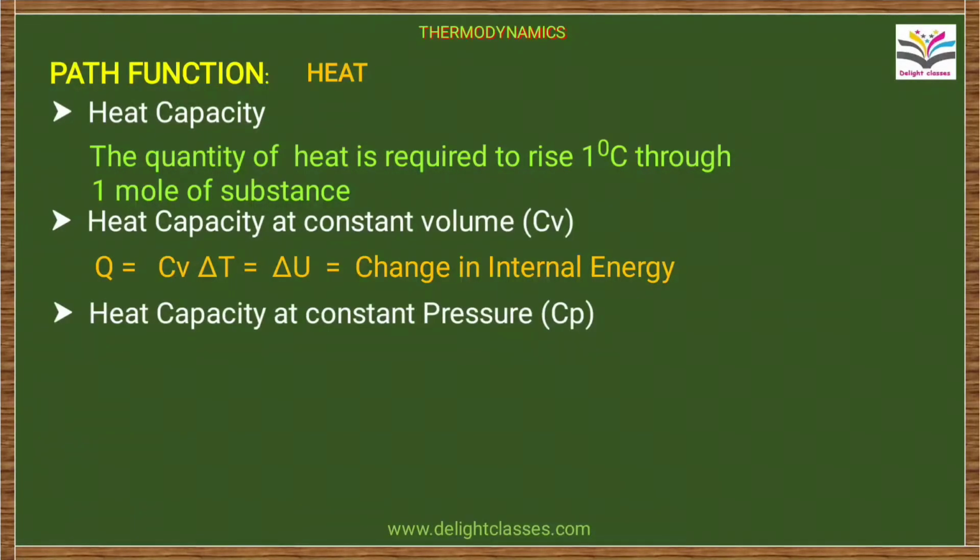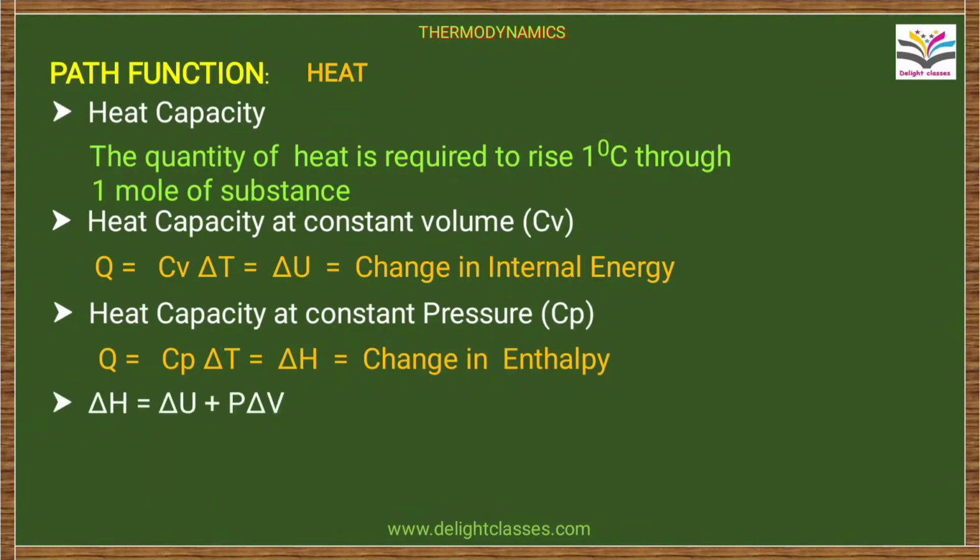Heat capacity at constant pressure Cp. Q is equal to Cp delta T is equal to delta H, change in enthalpy. Delta H is equal to delta U plus P delta V. By substituting the values, Cp minus Cv is equal to R.